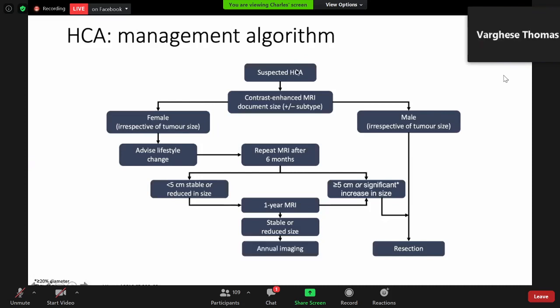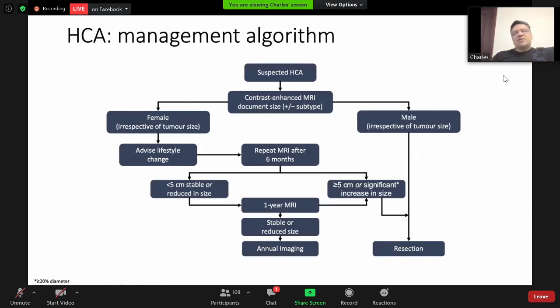Okay. So when you see a suspected hepatocellular adenoma, do a contrast enhanced MRI, and in a female, always stop the OCP and advise lifestyle changes and weight loss. In patients with lesions less than 5 centimeters, with dietary modification, weight loss, and stopping the OCP, you can see that in 6 months lesions regress or remain stable, and they can be followed up. Whereas in the male, you always need resection. Lesions more than 5 centimeters, or with a significant increase in size on repeat scans, need resection because of the increased risk of rupture, bleed, and malignancy.